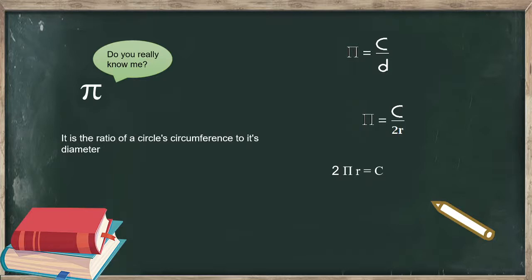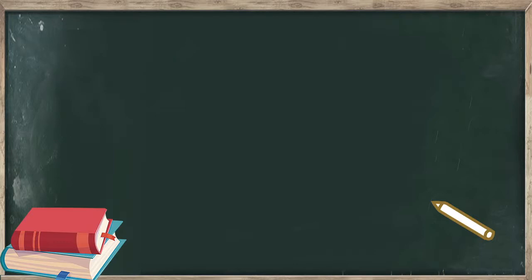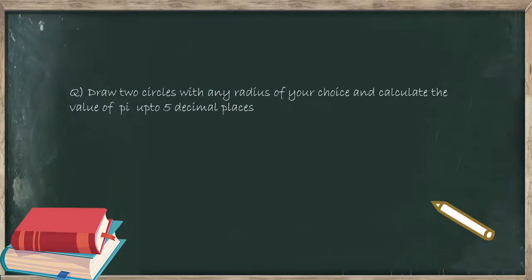So to prove this, I'll give you one task. What you can do is draw two circles with different radii. You can draw whatever circle you want, and calculate the value of pi up to 5 decimal places. Try it out. Draw a circle of any size and try to calculate the value of pi. This will be included in the assignment. Then you can send it to me, and you can also see what the value of pi is.